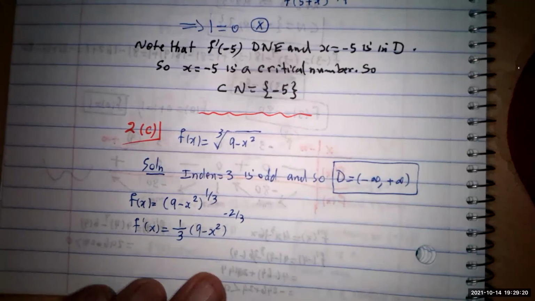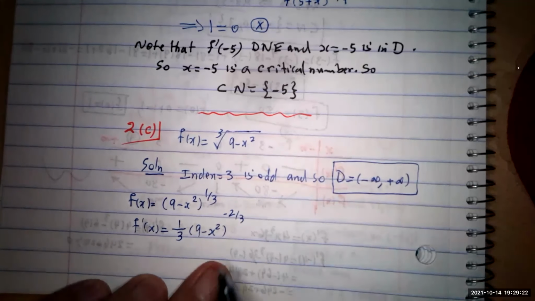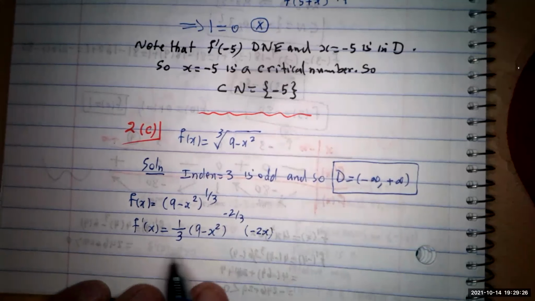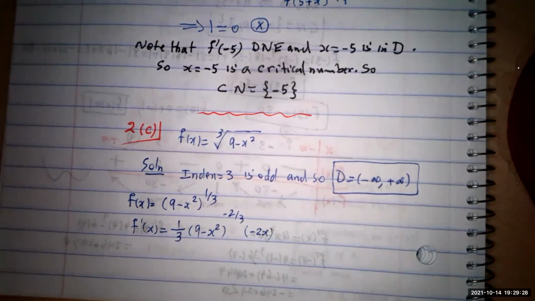But u prime, the derivative of the inside. This time the derivative would be -2x, like the one on your quiz. Okay, any question? So we have u to the 1/3 in this case again. We apply the chain rule.